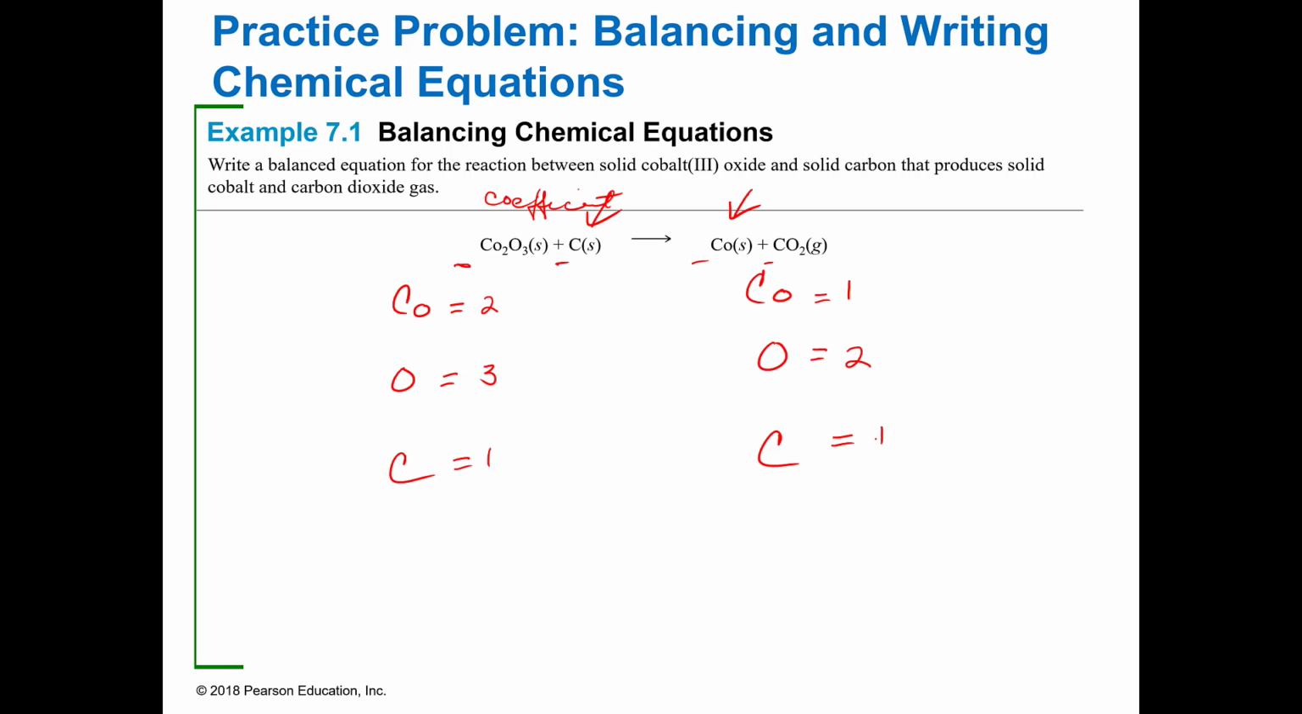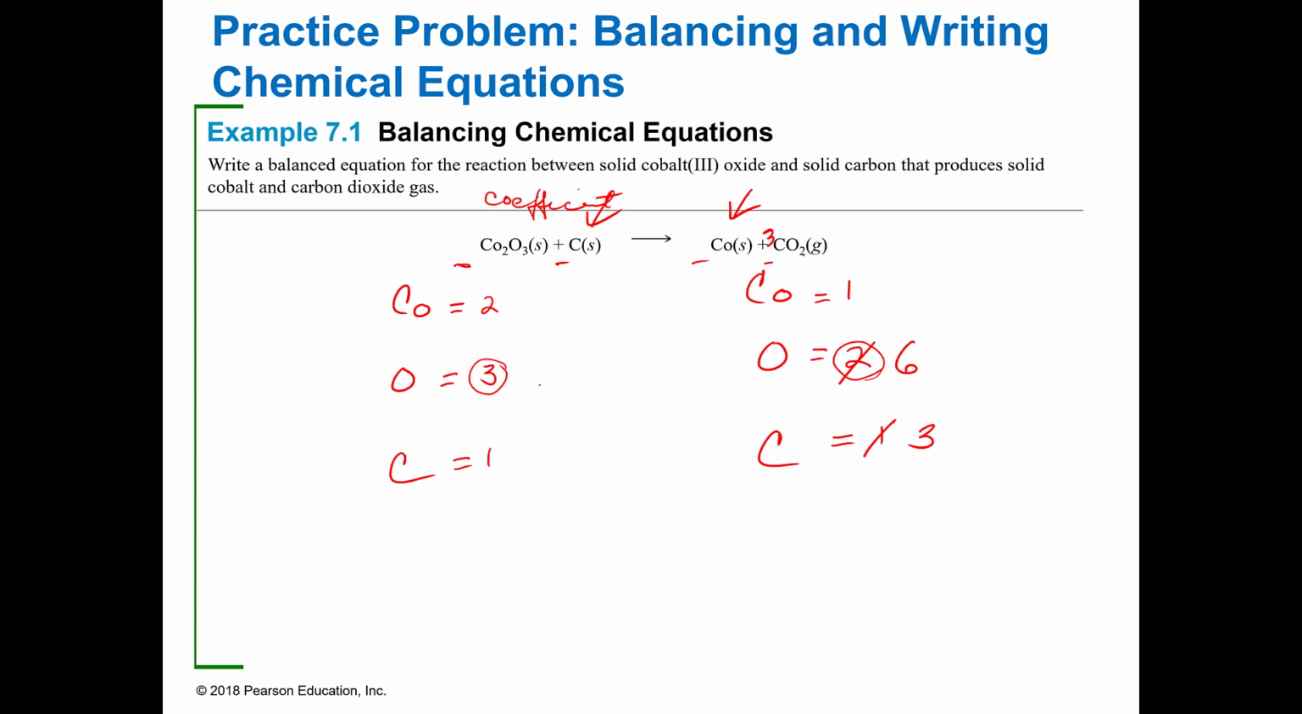Now, when I see a 3 and a 2, that automatically tells me that I'm probably going to have to multiply the 2 by 3 and the 3 by 2 to get that least common denominator, right? So if I see that right off the bat, that's what I'm going to do, okay? Now, in order for me to do that, I'm going to have to multiply this molecule by 3, because then 3 times 2 is 6 oxygens, but it also affects the carbon, and I now have 3 carbons, okay?